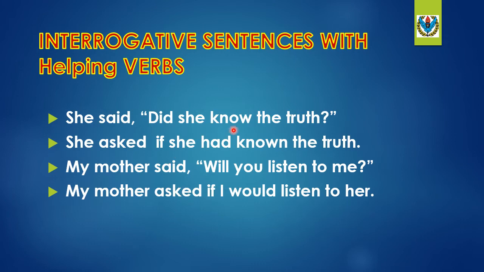So these were the interrogative sentences with helping verbs. So whenever the interrogative sentence has a helping verb like did, will, shall, has, have, etc., we will join the two speeches using if or whether. I will explain the difference between if and whether in the end of this tutorial.